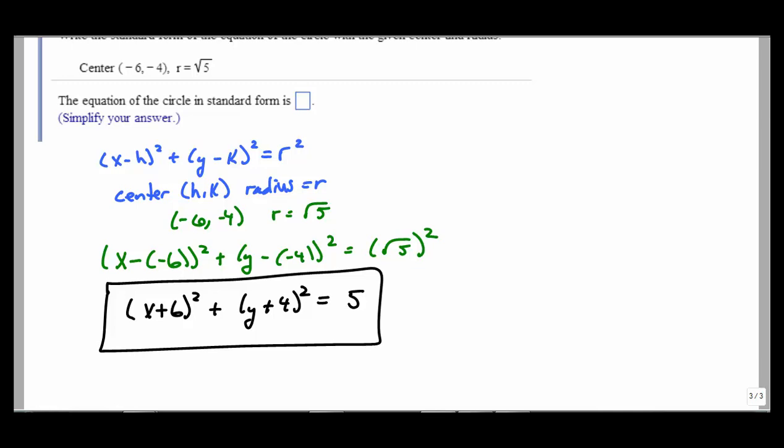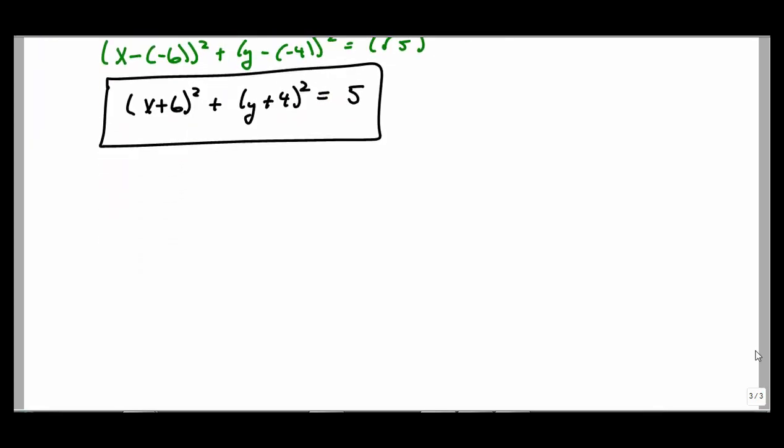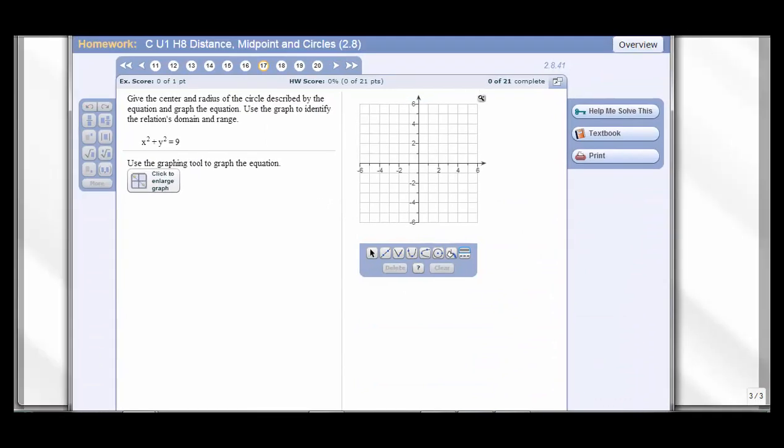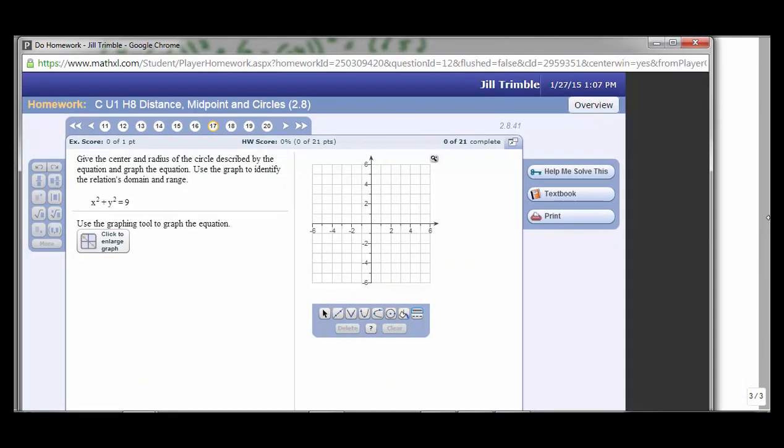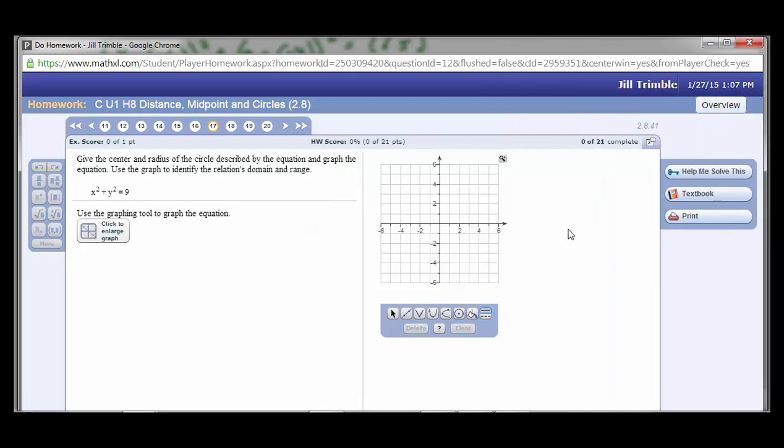Now in MyMathLab, you'll also be asked to graph, so I want to make sure that we look at a graphing problem as well. Let's slip in MyMathLab in here. Hopefully you'll be able to see the whole window. This one says, give the center and radius of the circle described by the equation and graph the equation. We can see right away that the center of this circle is (0, 0). So we grab our circle tool and move it to the center.